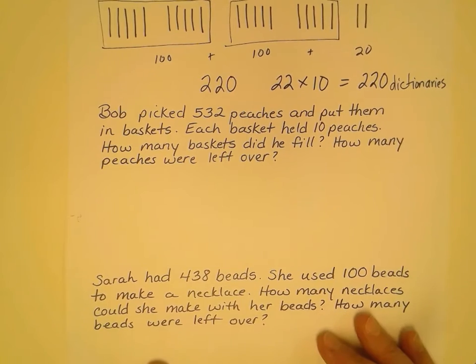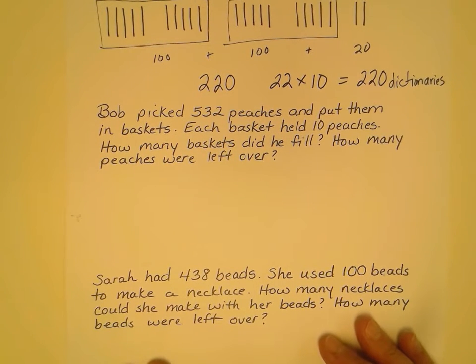Bob picked 532 peaches and put them in baskets. Each basket held 10 peaches. How many baskets did he fill? How many peaches were left over? So I'm going to use my secret code cards to help me with this one.